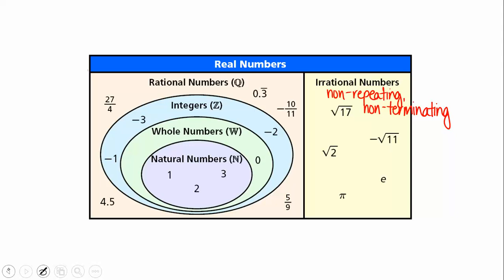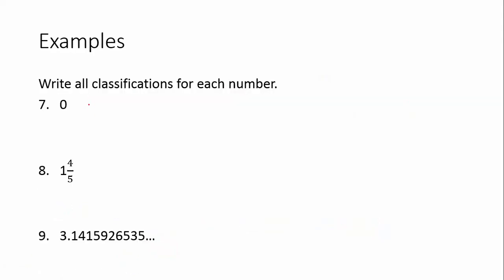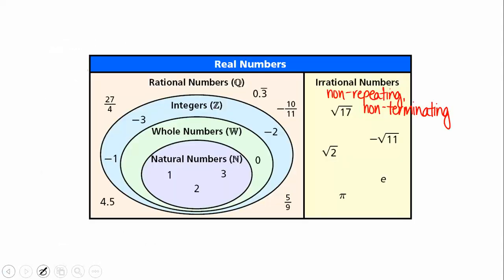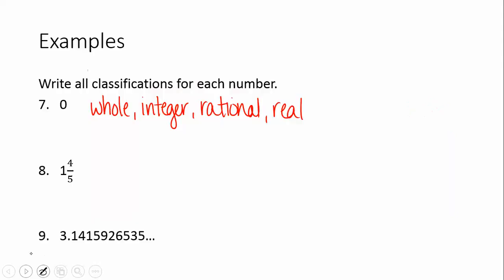So we would write whole, integer, rational, and real. Okay, let's look at 1 4/5. 1 4/5 is a fraction. We could write it as a decimal. So that puts it already all the way out here in the rational numbers categories. It's not a counting number because it's a fraction. It's not a whole number, and it's not an integer. So 1 4/5 would be a rational number and a real number.